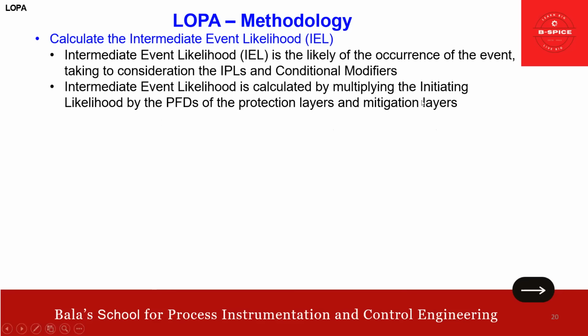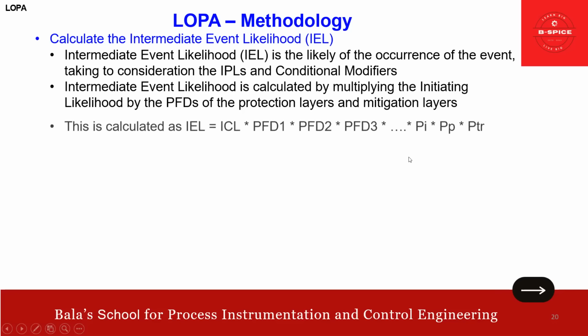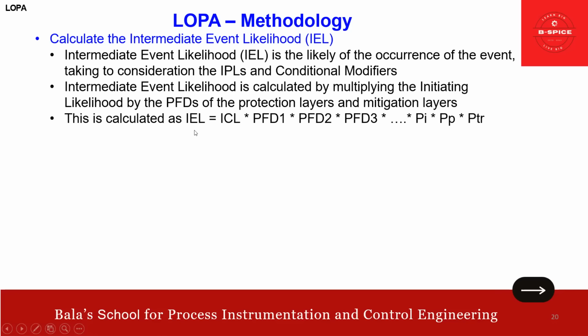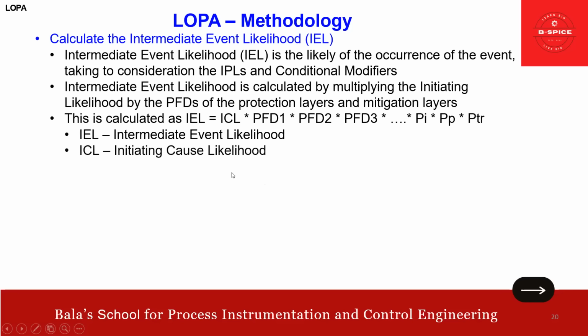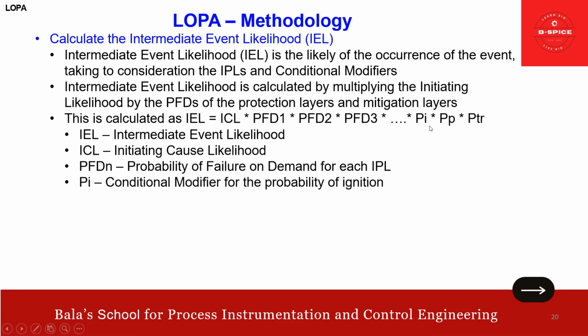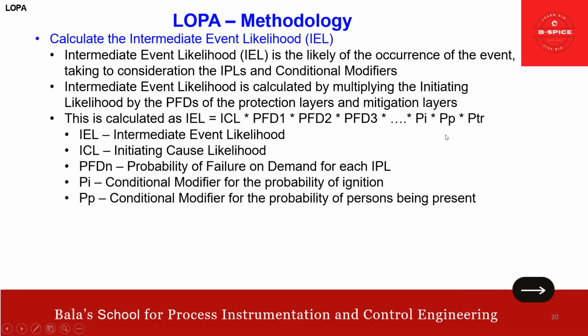Intermediate event likelihood is calculated by multiplying the initiating cause likelihood, if you remember the ICL, by the PFD of the protection layers and the mitigation layers, all these, friends. So IEL is equal to ICL, initiating cause likelihood, then the PFDs, the probability of failure on demand for each IPL. It depends on how many IPLs you are going to take. And also the occupancy factor, the conditional modifiers: PI for the probability of ignition, PP for the conditional modifier for the probability of a person being present, and PT for the conditional modifier for the probability of time at risk. All these, this is how we calculate the intermediate event likelihood.